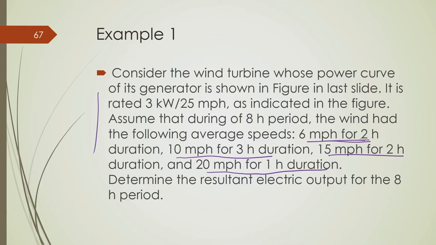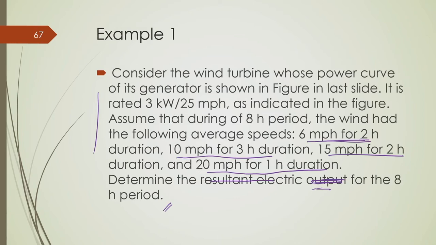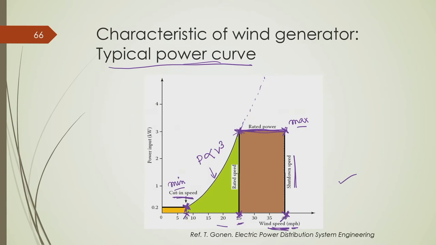Now, you have to determine how much energy is available in the wind, not extractable. That cannot be the resultant electrical output; this is basically how much power is available in the wind at that wind speed. So, you can find out in different operating conditions: 6 mile per hour, 15 mile per hour, 10 mile per hour and 20 mile per hour.